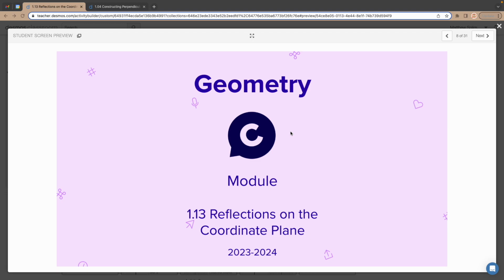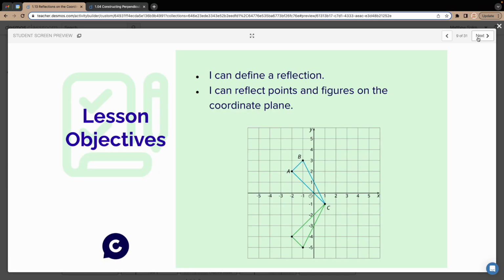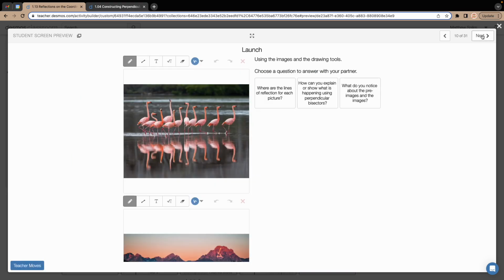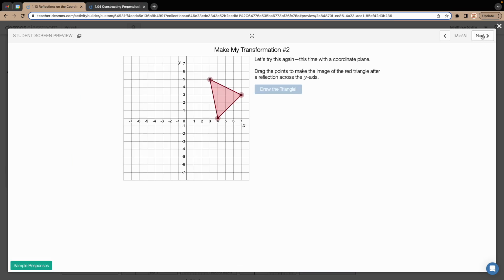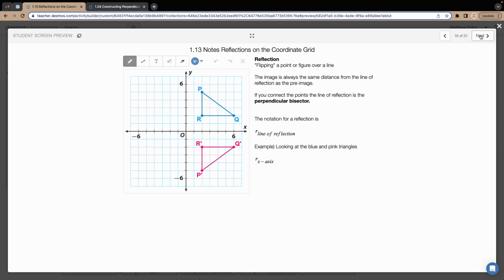Reflecting with constructions. Today we're going to do it on the coordinate plane. So how would we do this on a graph? The big idea from yesterday was that when we had a reflection, it was perpendicular and it was the same distance from the line of reflection, just to remember those things. So looking at the notes here, how would we do a reflection or flip over a line?